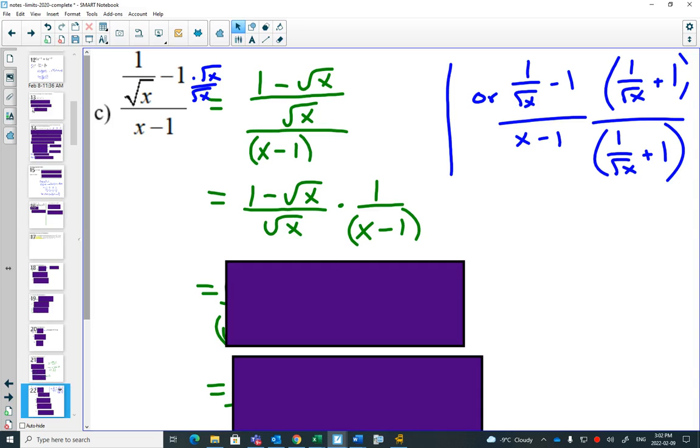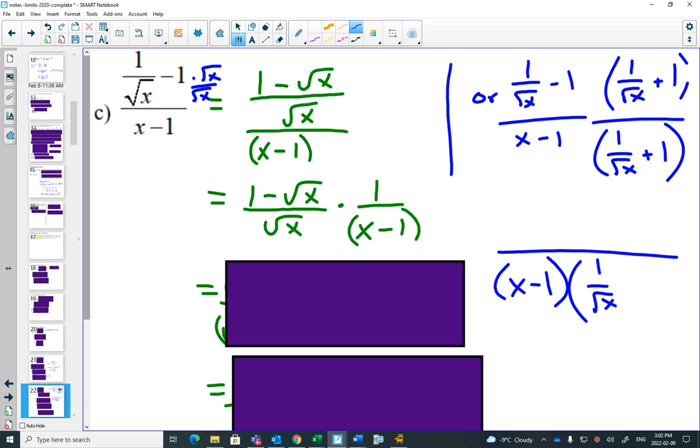Did anybody try method 2 and make a conjugate of the whole thing? Okay, not wrong. If I did that, my next step would look like this. I'd have an x minus 1, 1 over root x plus 1 on the bottom. And on the top, when I multiply those together, I will get 1 over x minus 1.